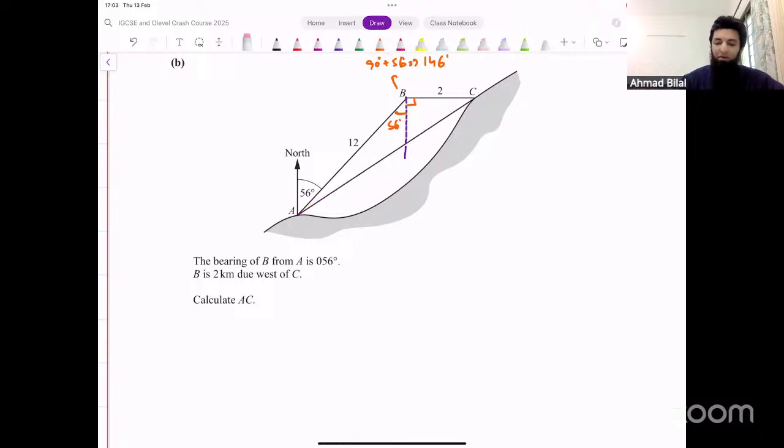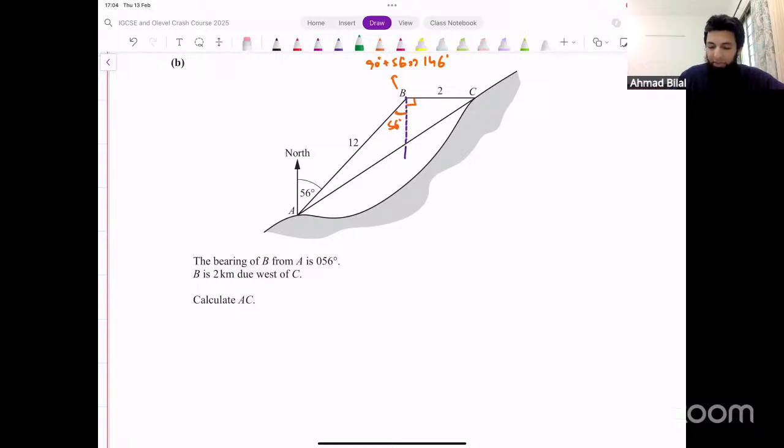How can we do that now? Do we have a side angle pair? Let's think about that. We know this 12 side. The angle opposite to that is this. Do we know that? No, we don't have that. This is 2. The angle opposite to that is this. Do we know that? No, we don't know that as well. So we don't have a side angle pair. That means we cannot use sine rule. That's not going to work.